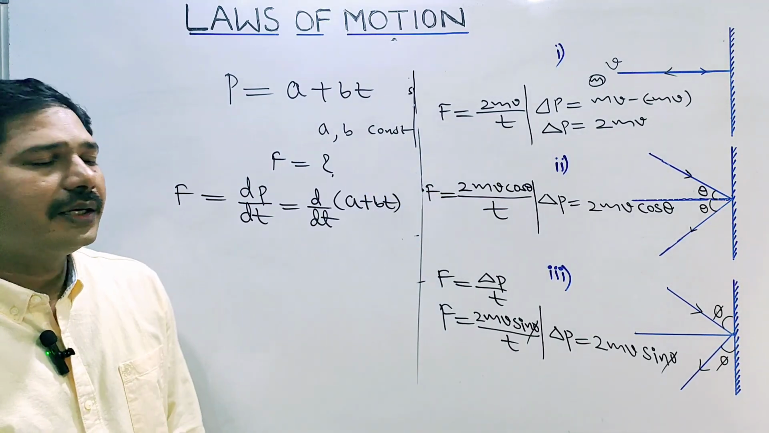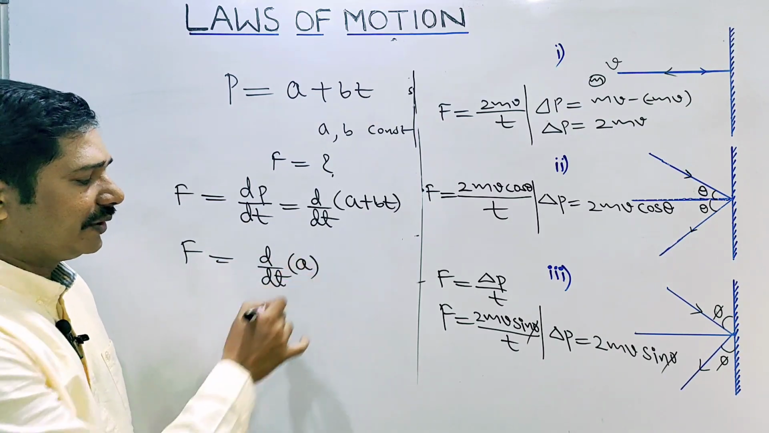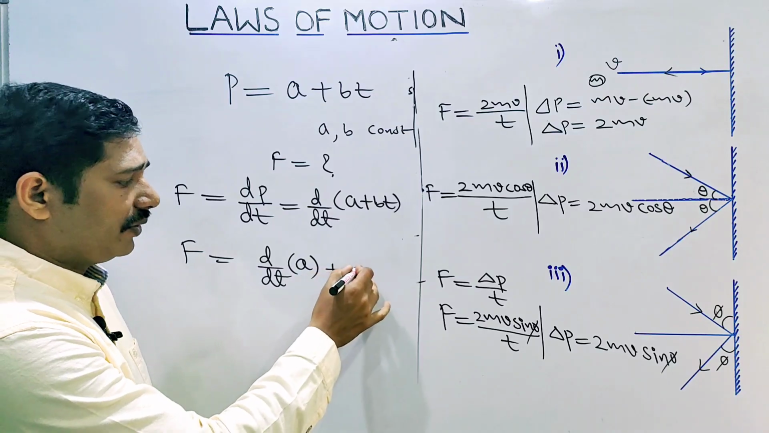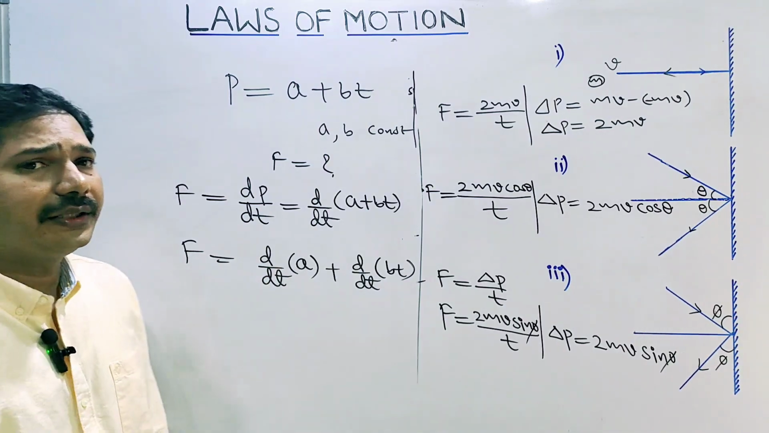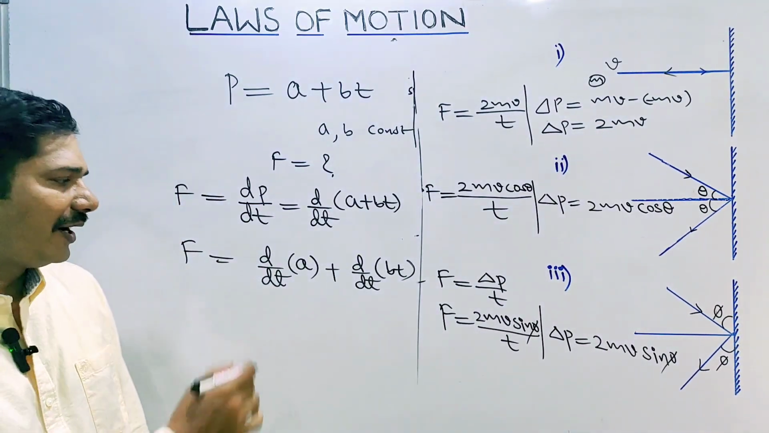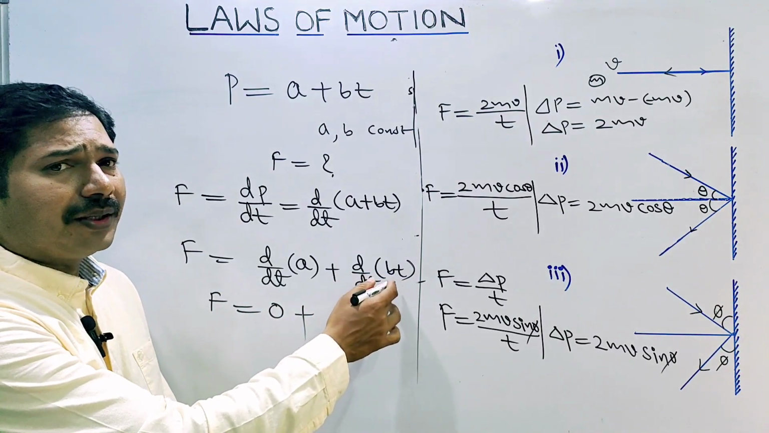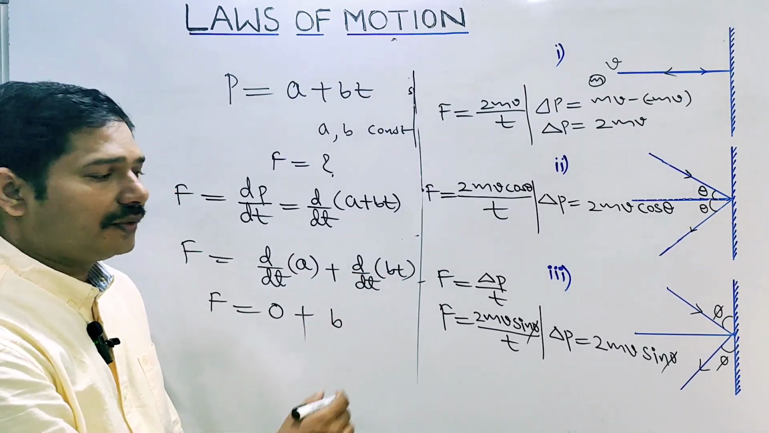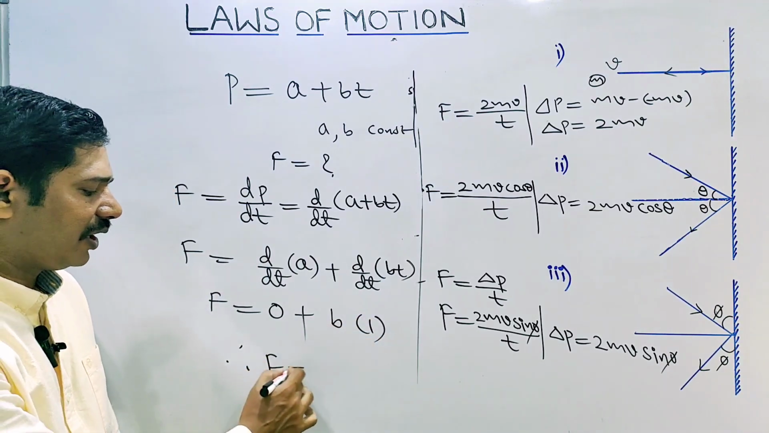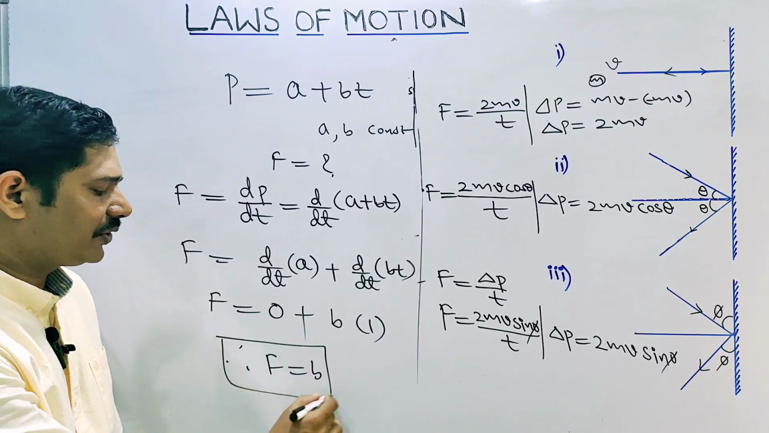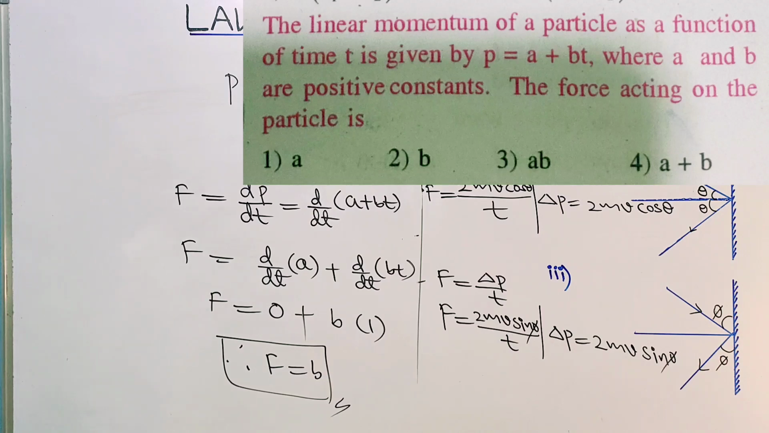Here, differentiation, we will do separately, individually: d by dt of a plus d by dt of bt. The differentiation of a constant is 0, plus, in bt, b is constant, so I am writing it outside. d by dt of t is how much? 1 only. Therefore force F equal to just b. So which option is correct? The second option is correct.